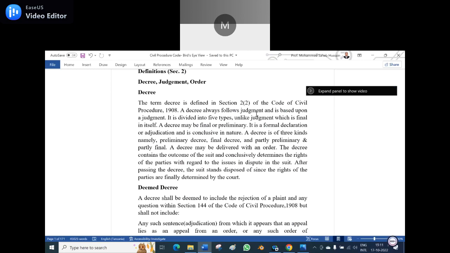Now it is divided into 5 types. Unlike a judgment, which is final in itself, a decree may be final or preliminary, as we just read. It is a formal declaration or adjudication, meaning disposition, conclusive in nature. A decree is of 3 kinds, namely, what do you say, namely in shortening form?